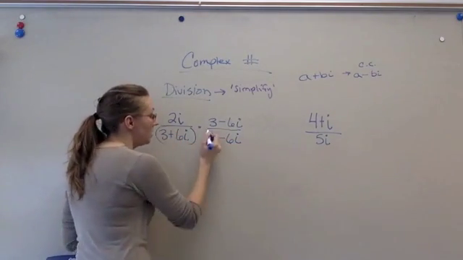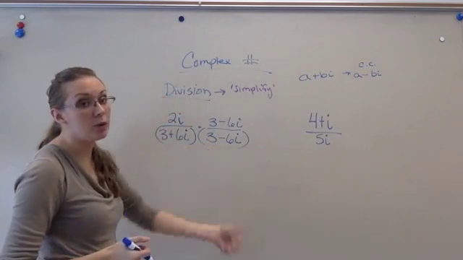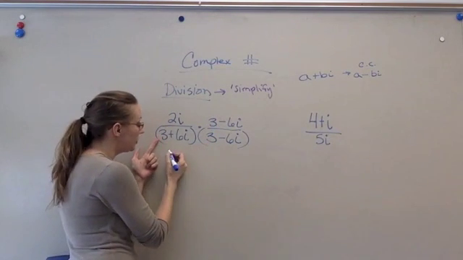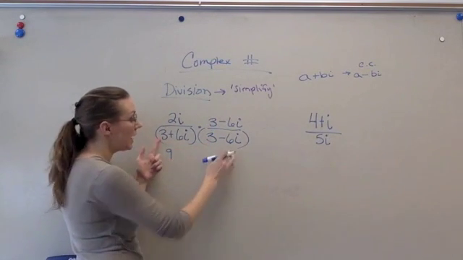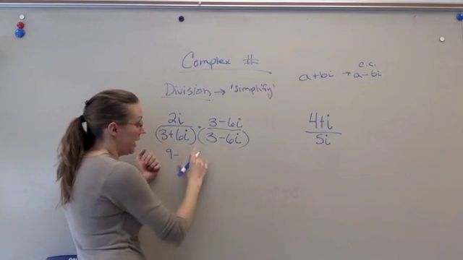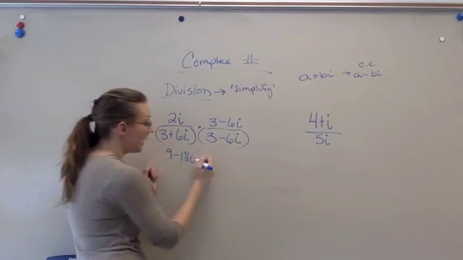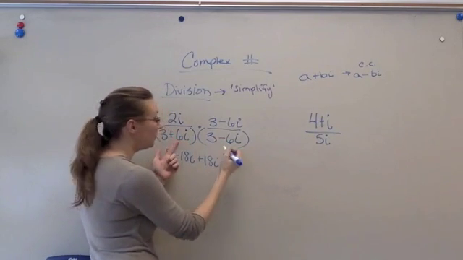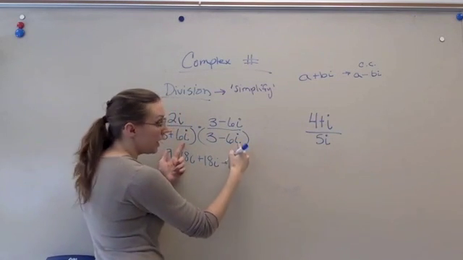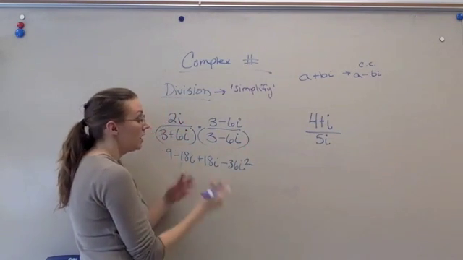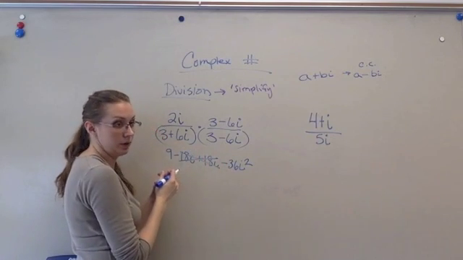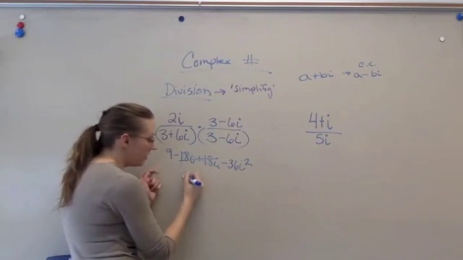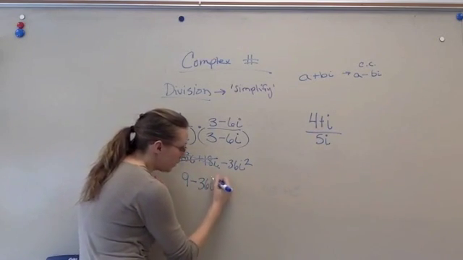Now when I multiply these together, if you think back, we just did multiplying conjugates. All I need to do is FOIL it. So I have my first, 3 squared, which is 9. My outside, minus 18i, my inside, plus 18i, and then my last, a negative and a positive is a negative, 6 times 6 is 36, and i times i is i squared. The idea being this cancels out. Right now I am only working on the denominator of this. So I'm going to have 9 minus 36i squared.